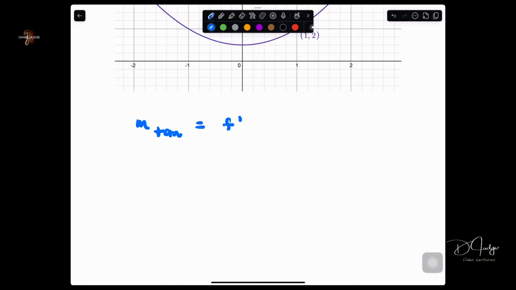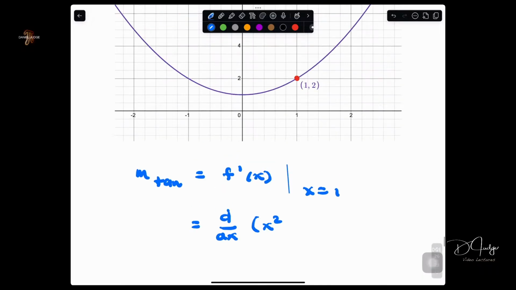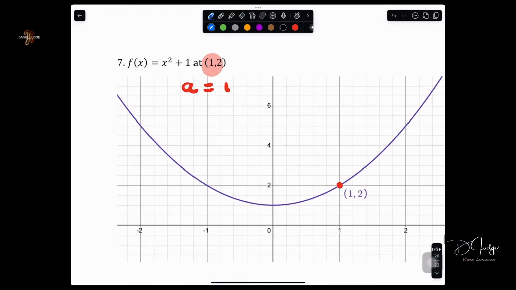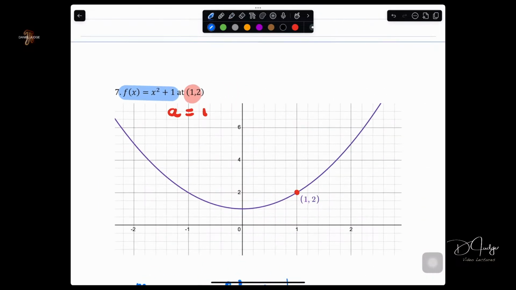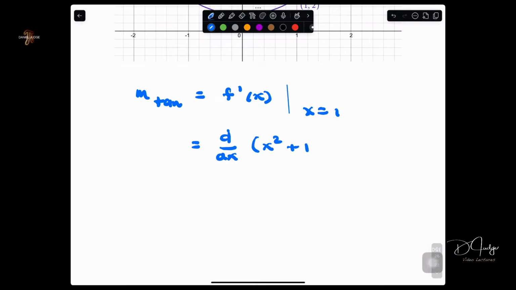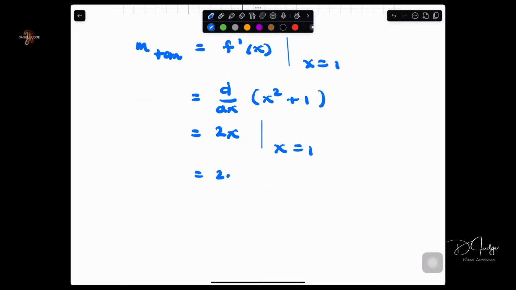And that's going to be the derivative of the function evaluated at x equals 1. So the function now again is x squared plus 1 here, a nice polynomial function. So let's get the derivative of x squared plus 1, which will be 2x. We have to evaluate that at x is 1. So this becomes 2 times 1, which is 2. So here's our m tangent.